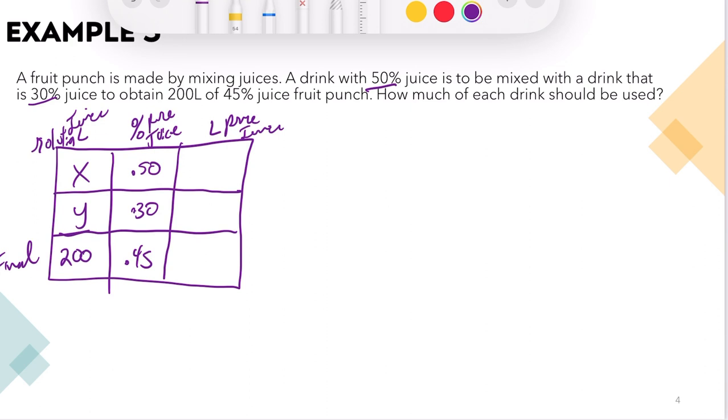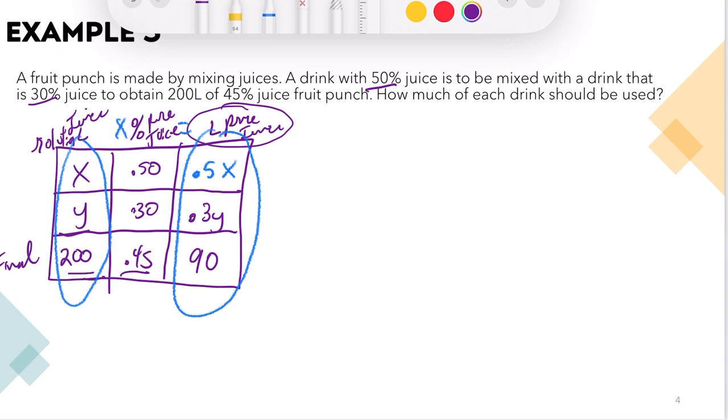And in order to get the liters of pure juice, we do have to multiply across, right? So I'm going to take X times 0.50 to get 0.5X. I meant to do that in purple, but it's too late now. I have Y times 0.30 to be 0.3Y. And 200 times 0.45 would give me 90. Here are my two equations. I know X plus Y is 200, and 0.5X plus 0.3Y is 90.